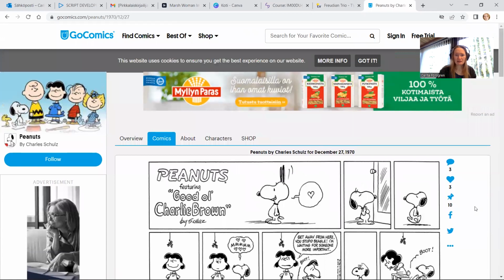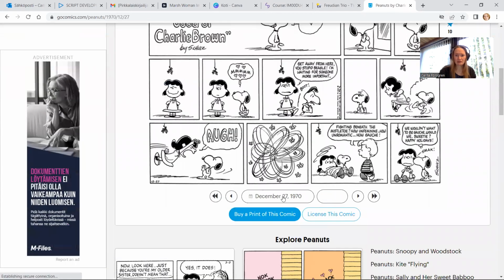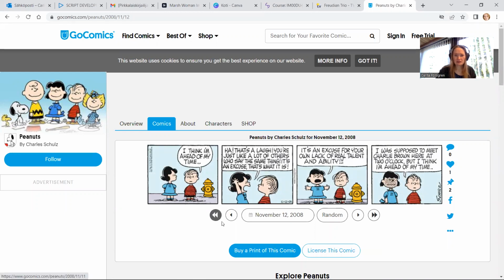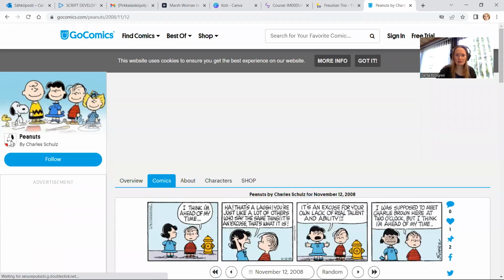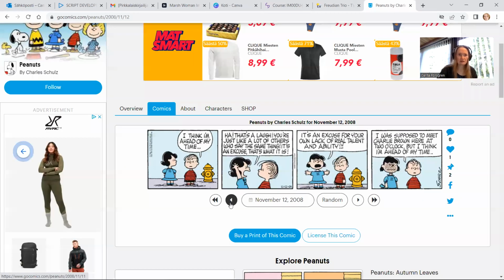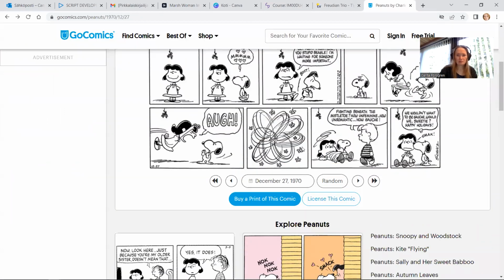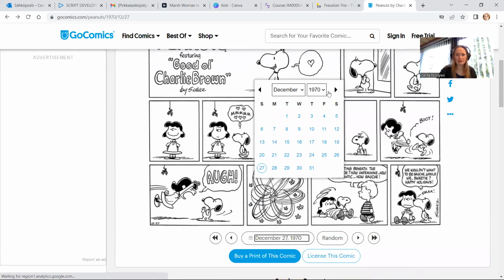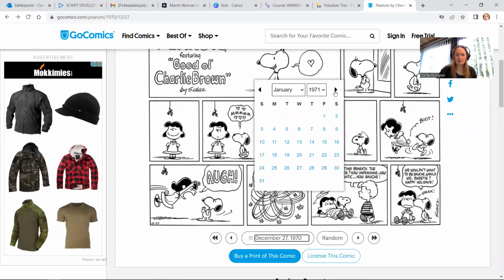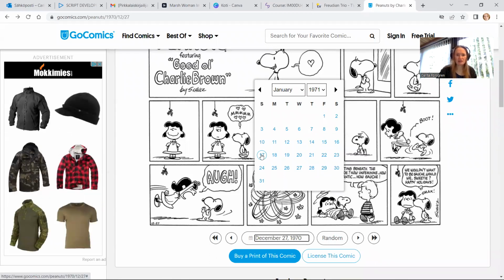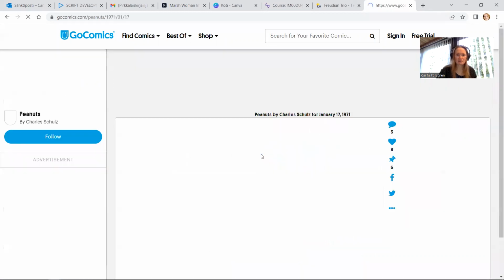Okay, let's see another example. I'll try going randomly this time. Let's see what we get. Okay, this is one of the older comics, so I don't think I'll take this one. Go back, and I'll take something from 1971. This was kind of the golden age of the Peanuts comics, the 1970s, the late 60s, and also part of the 80s.